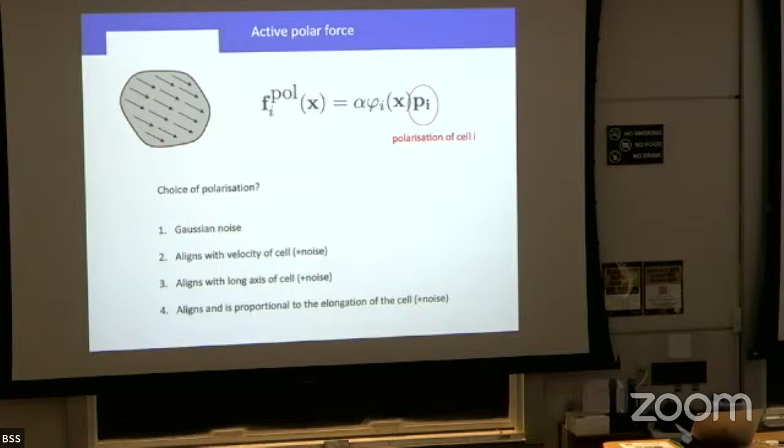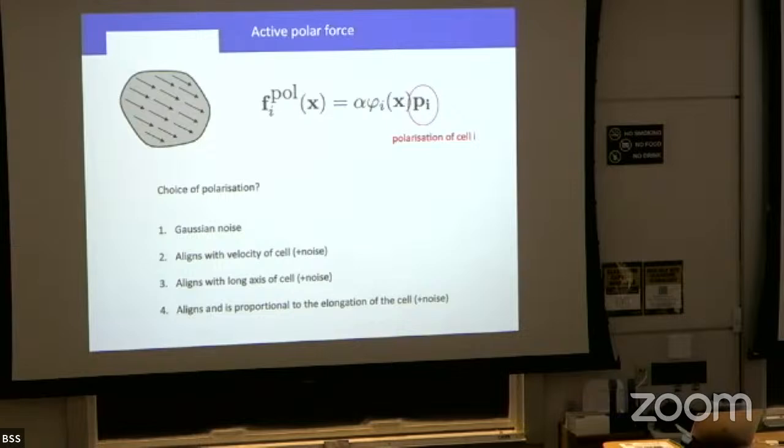And how do you choose the polarization? Well, you could choose it randomly according to some noise fluctuation. You could choose it to align with the velocity of the cell. Okay. And you'll probably hear this again if you do flocking in the next lecture. You could choose it to align with the long nematic axis of the cell, right? These are just choices. And then we'll see, does it give reality?